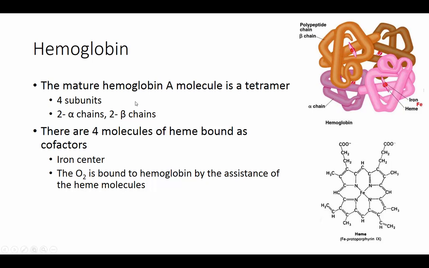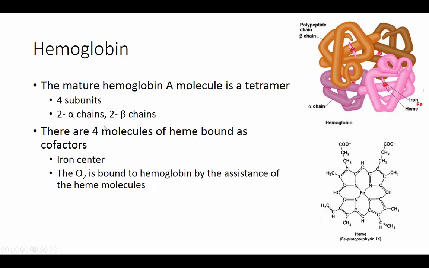Stepping back from hemoglobin, a mature hemoglobin A molecule is a tetramer, so that means it's 4 subunits. You can see in this drawing there are 4 subunits, each colored in a different color, and this is vaguely what the proteins look like when the peptide chains are complexed all together. 2 are called alpha chains, which are labeled right down here, and 2 are called beta chains. The beta chains are colored more brownish, and they're labeled up here.